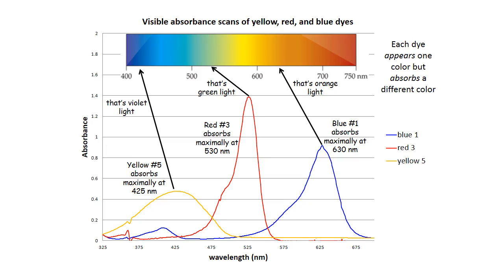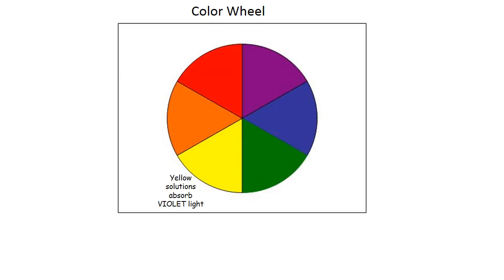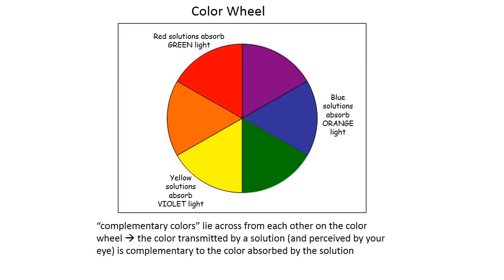Now if we look at the color wheel, complementary colors lie across from each other. This is the same color wheel you'd use in art class. So yellow solutions absorb violet light, which is on the opposite side. Red solutions absorb green light, which is on the opposite side of the wheel, and blue solutions absorb orange light, which is on the opposite side of the wheel. So the take-home message here is that complementary colors lie across from each other on the color wheel.